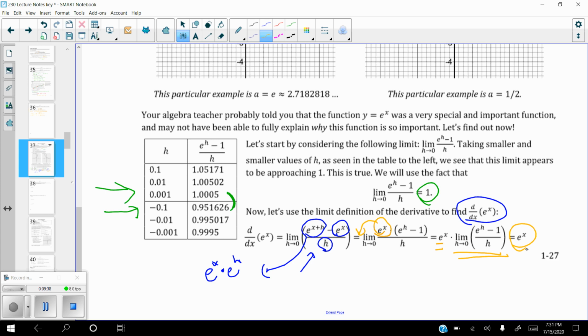So what does all that mean? Well, what we just did was take the derivative of e to the x and get e to the x. How awesome is that?